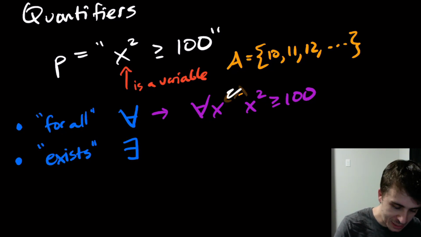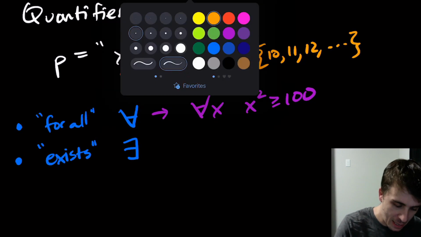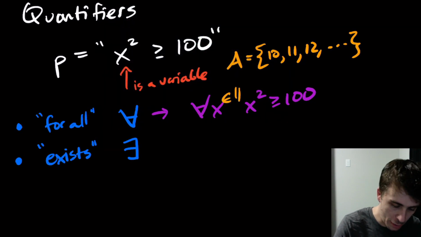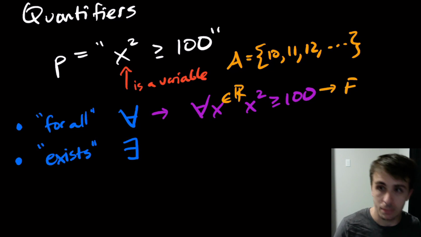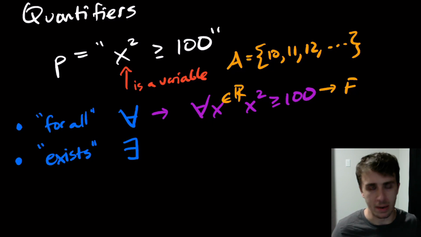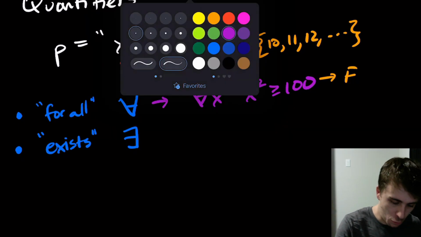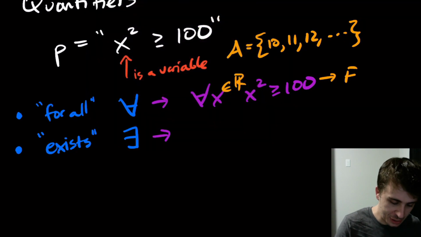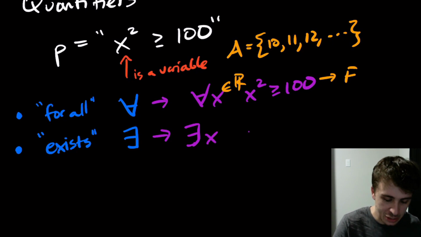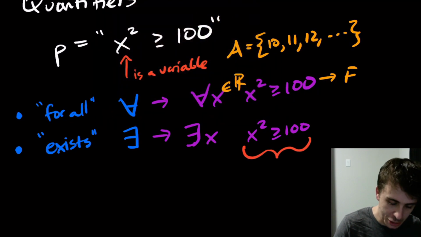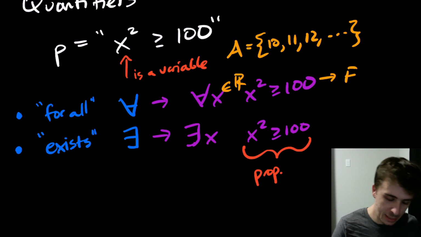So if I instead said, okay, forget about that A, I'm going to quantify over the real numbers, then this statement is false, right? Because again, we could just pick 1 as an example. And of course, if I just had exists, then I would equivalently say exists x such that x squared is at least 100. So the key here is that this part is where the proposition goes, and this part is where the quantifiers are.